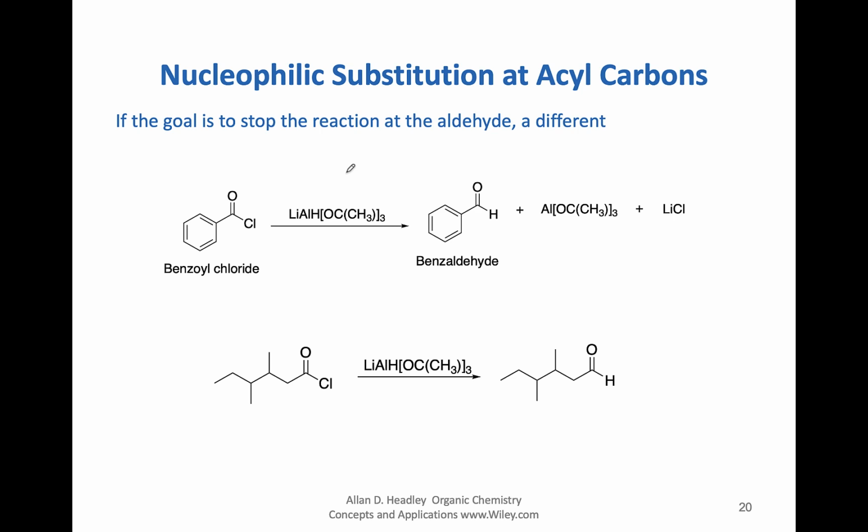Same question you may be asking: if you wanted to stop at the aldehyde step, how do you do that? Here you use a less reactive reducing agent, and this is lithium aluminum hydride tert butoxide, a very bulky group here, tert butoxide, which reduces the reactivity of the lithium aluminum hydride. So it stops here at the aldehyde by putting on just one hydrogen. So here's another example: acid chloride reacting with lithium aluminum hydride tert butoxide. We stop it right here.